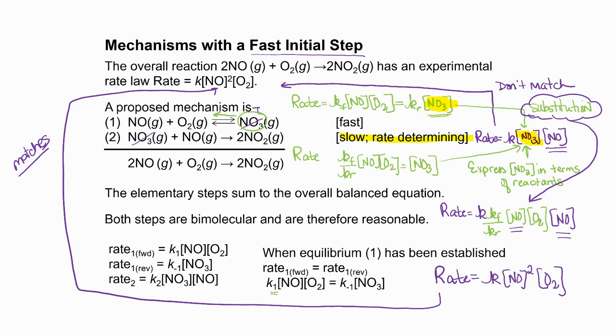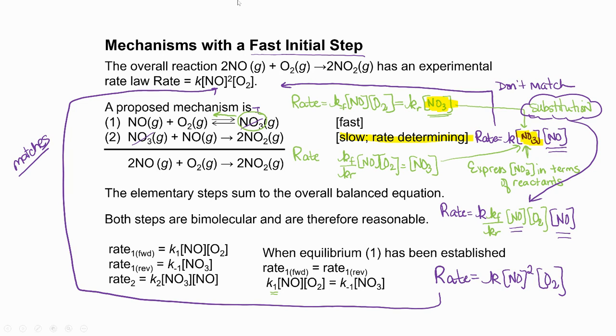Okay, so recapping the mechanisms, the slow step is always the rate determining step. That's going to determine how fast your reaction goes. If the slow step is second, you write your slow step rate. It's going to have an intermediate in it. So you're going to have to go back up to the fast step and solve for concentration of intermediate using that reversible reaction.